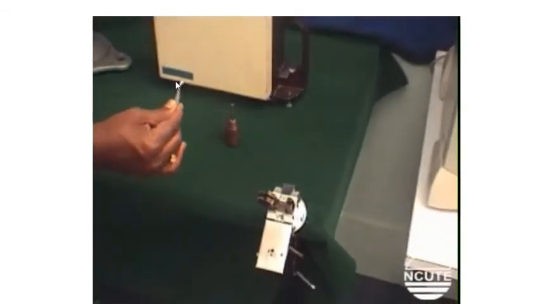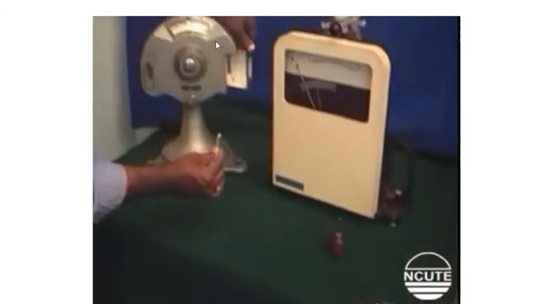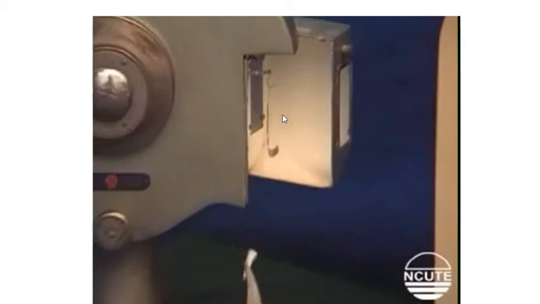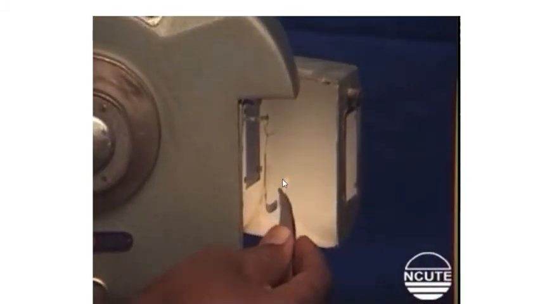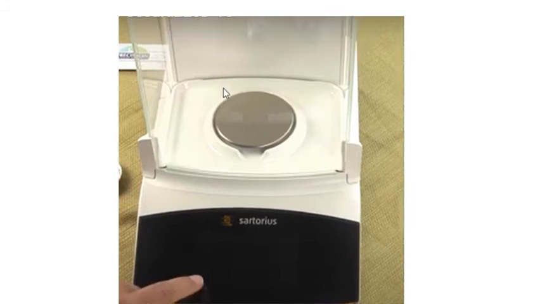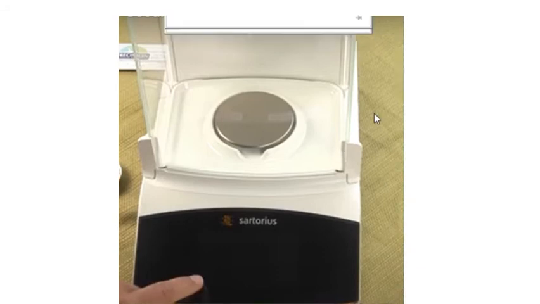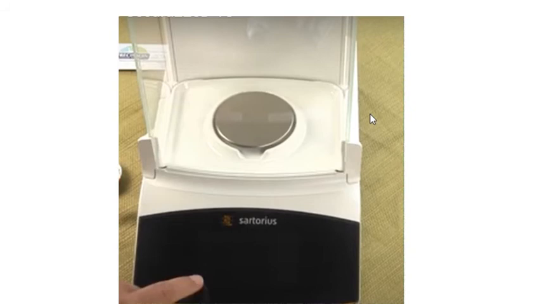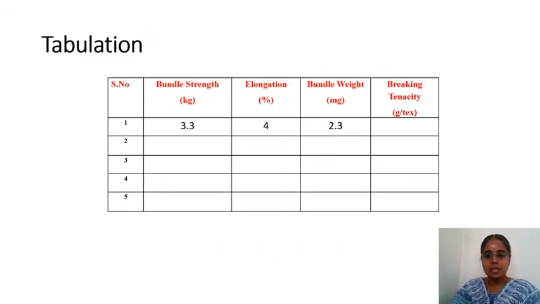The removed fibers can be weighed in the torsion balance that is available in the laboratory, which is a very old instrument. Or we can weigh them in the micro balance that is available in our laboratory. We usually use the micro balance to weigh the fiber bundle after testing. The bundle weight measured using the electronic balance is entered here in the tabular column.